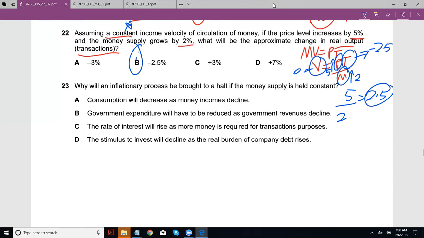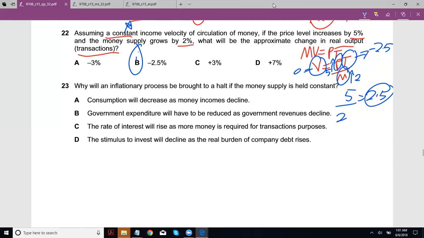Shayar, do you agree with this? Yeah, no, and the way I do it is a little bit different. I keep V constant, right? After that, because MV equals PT, if the money supply increases by 2%, that should be a 2% increase. So assuming both started at 100, it goes to 102, right? If I put 100 as the index, and price level increased by 5%, which makes it 105, and if I divide them and multiply it by 100, I'd get 97, which gives me a minus 3% answer.